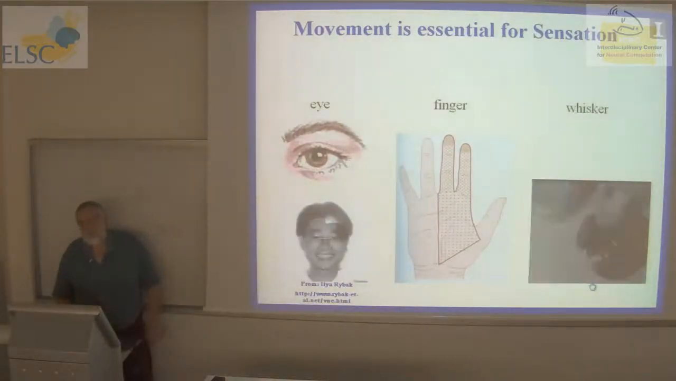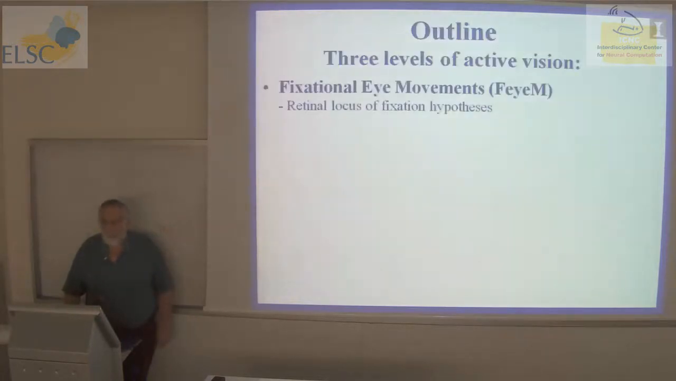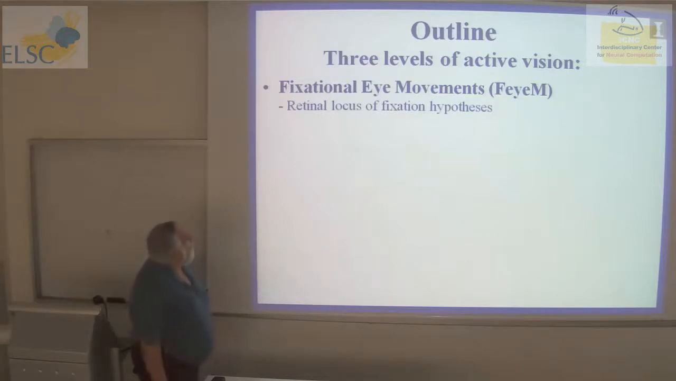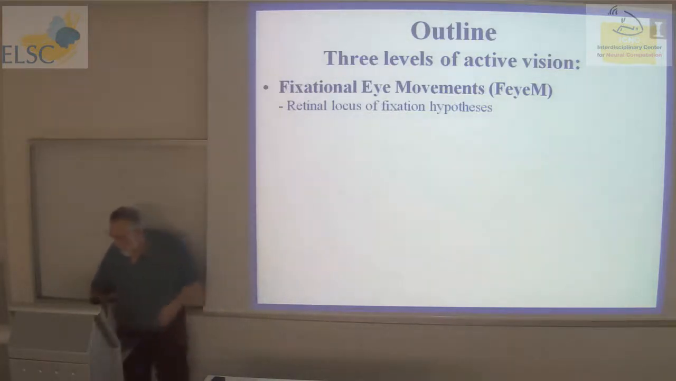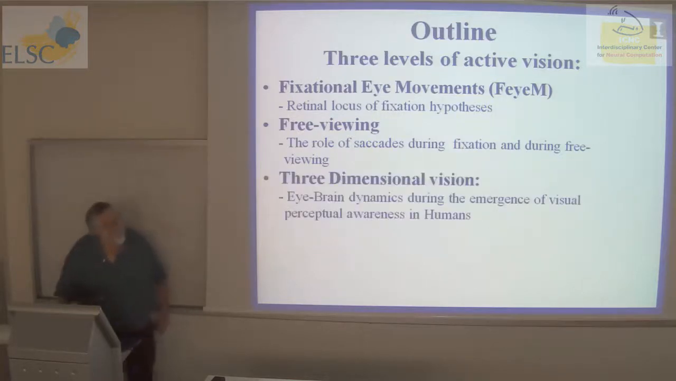So this is true not only for vision, it's true for sensation with the fingers or for the whiskers that mice and rats use like fingers. And everywhere we need some active sensing in order to feel and to know the world. So what I will talk about today is three topics. One is fixational eye movement and whether there is a retinal locus of fixation. I will explain what it is. The second is something about free viewing and the role of saccades during fixation and during free viewing. And the last topic, which we are at the beginning of, or in the middle of the beginning of, is about eye-brain dynamics during the emergence of visual perceptual awareness in humans in a 3D world.